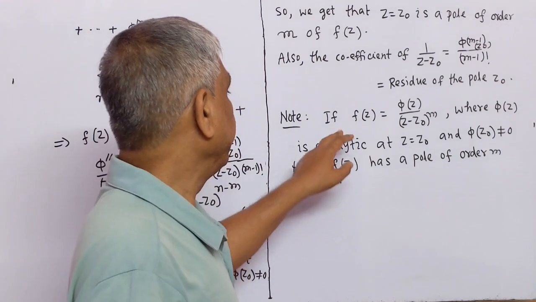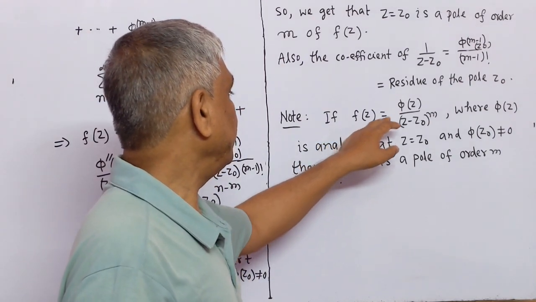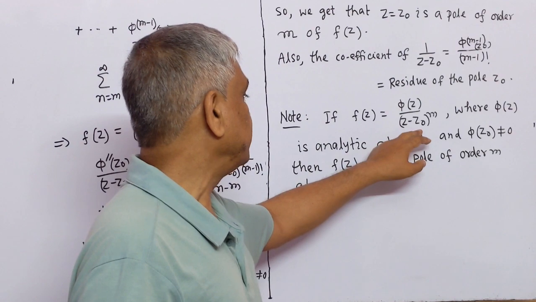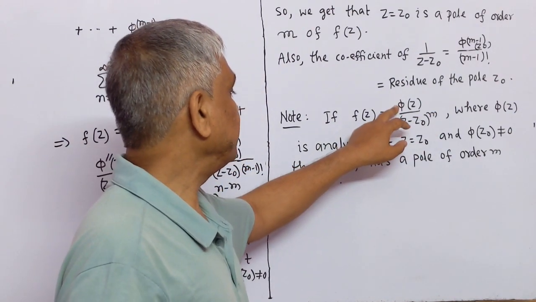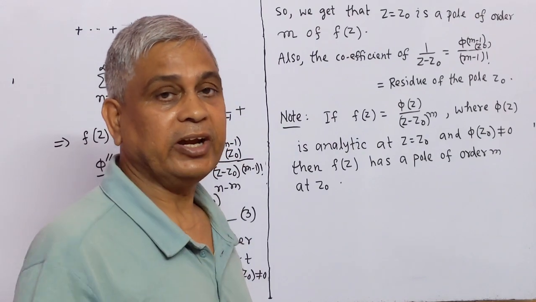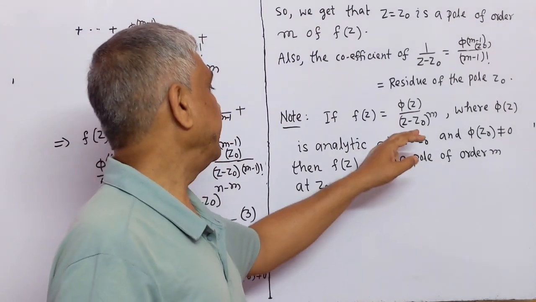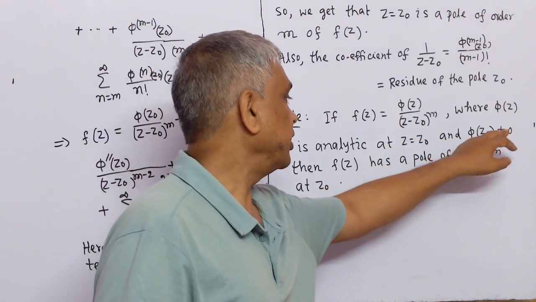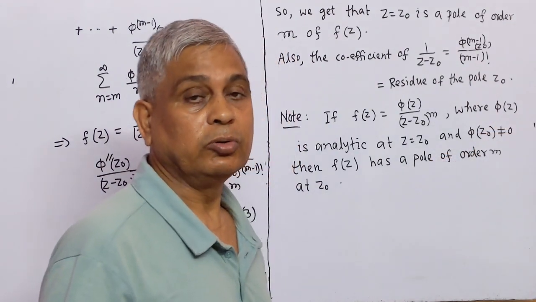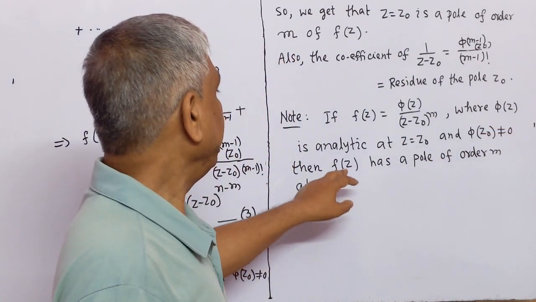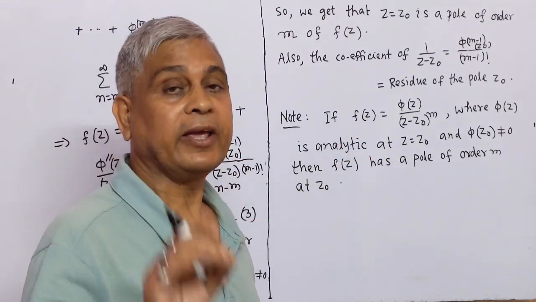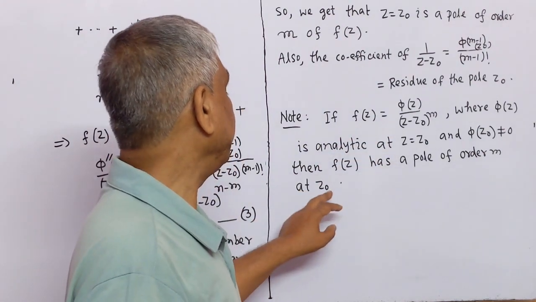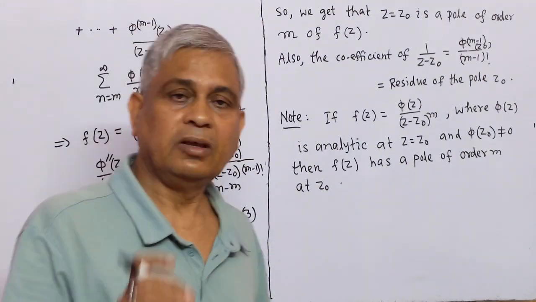If f(z) equals phi(z) by (z minus z naught) to the power m, where phi(z) is analytic at z equal to z naught and phi(z naught) not equal to 0, then f(z) has a pole of order m at z equal to z naught.